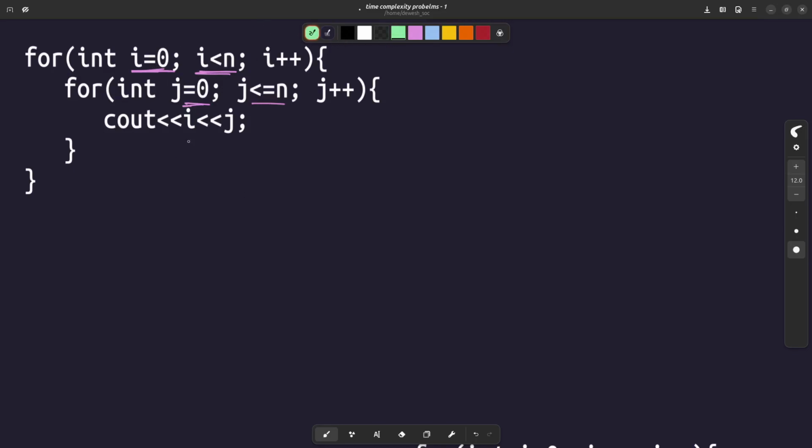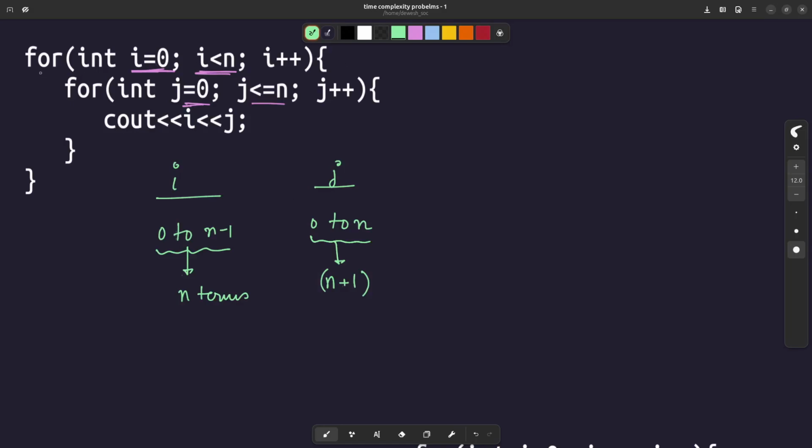The outer loop, I is going from 0 to n minus 1. Okay. The J loop is going from 0 to n. Okay. So 0 to n minus 1, how many terms will be there? Simple, n terms. From 0 to n, there will be n plus 1 terms. Okay. So from this we figure out that the outer loop is running n times, inner loop is running n plus 1 times. So what will be the total number of iterations?